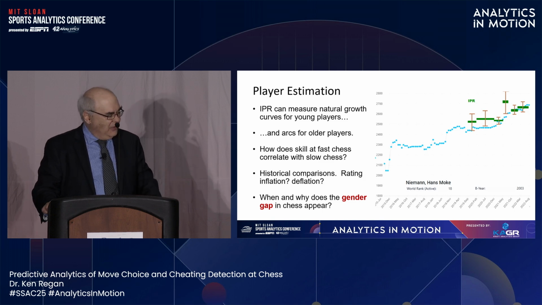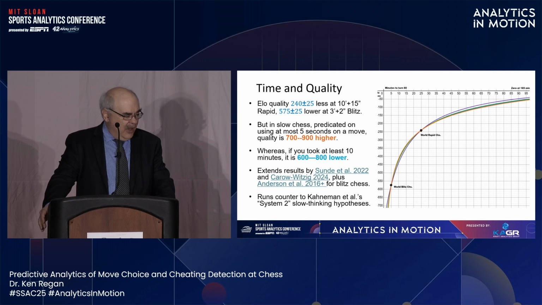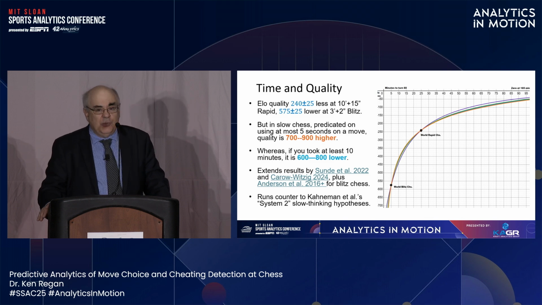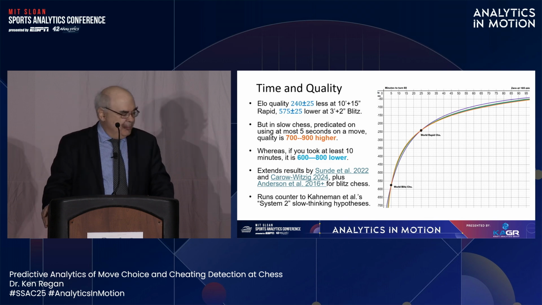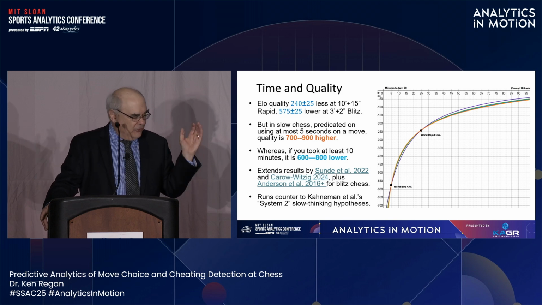Okay, next slide, last main slide. So how does thinking time affect quality at chess? Well, your initial time budget has a big effect. I've measured that rapid chess, 25 minutes to turn 60, decreases you by 240 plus or minus 25 points, and blitz chess almost 600.